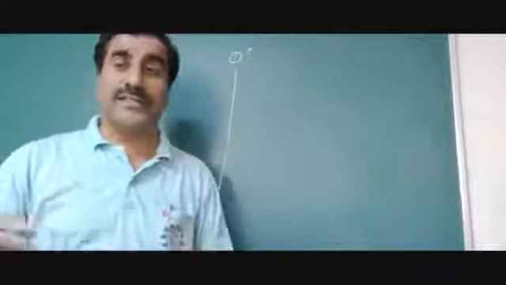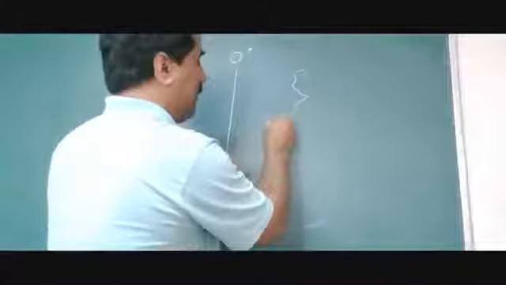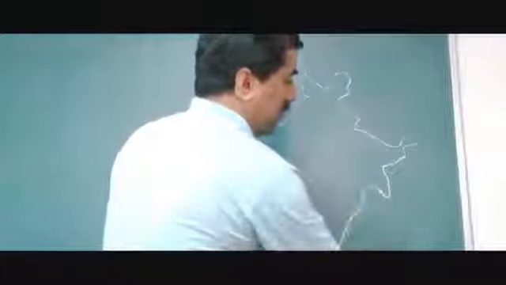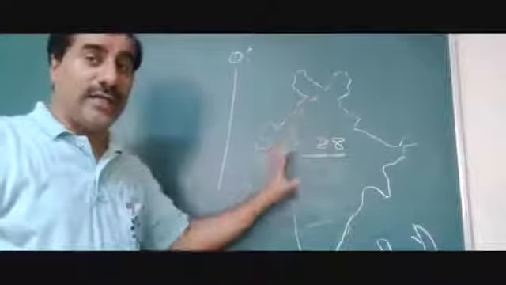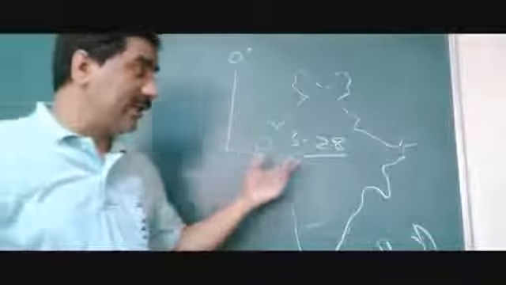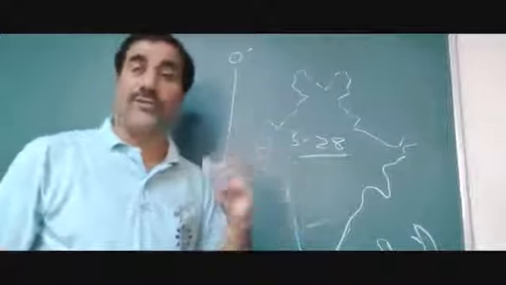What is the size of our country, including the islands also? Our country's size including the island values is 3.28 million square kilometers, the border area and total area including the islands. And in detail, it is 32,87,263 square kilometers. This is the size of our country.